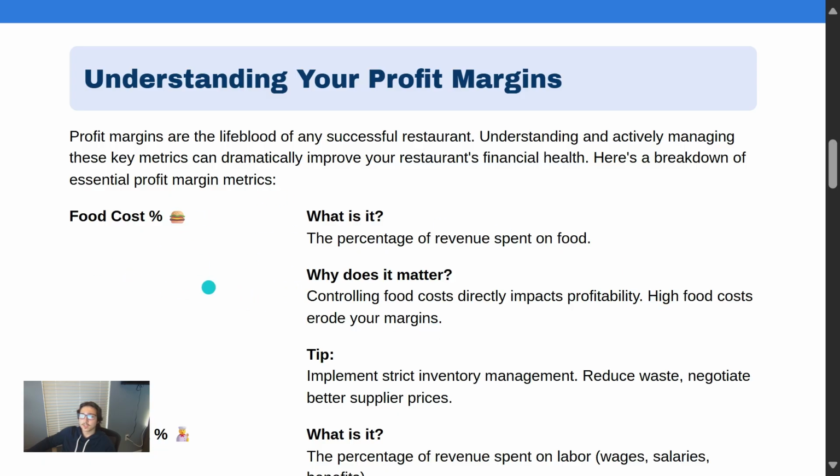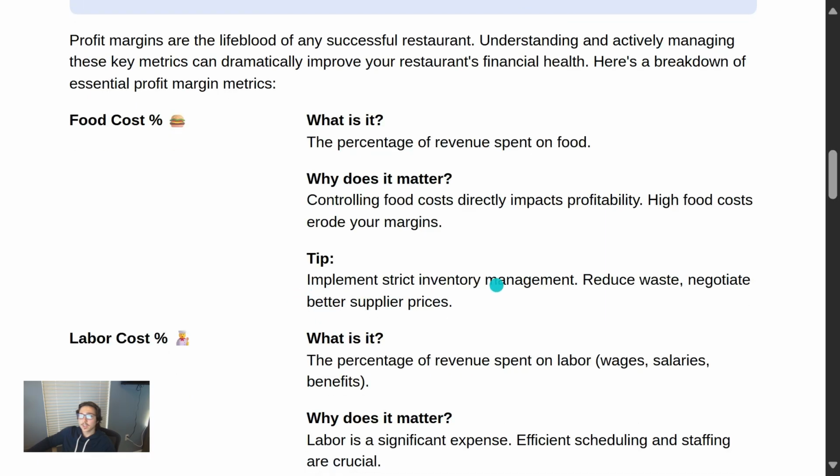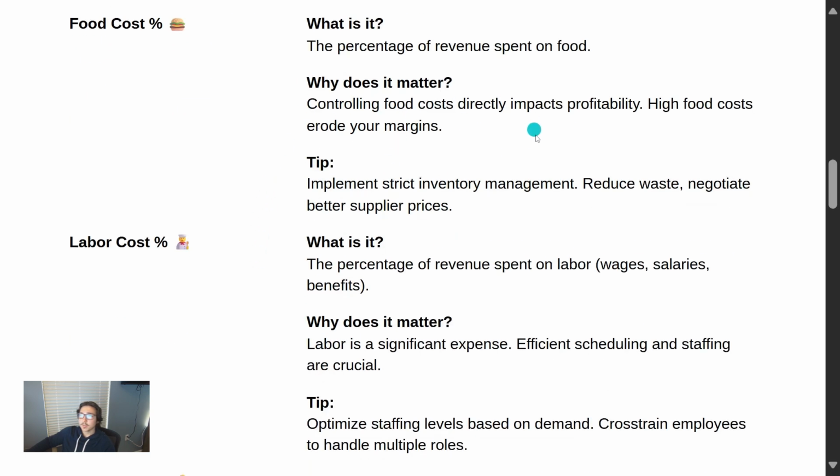You do want to make sure that you are implementing a strict inventory management system, reducing waste, and negotiating better supplier prices. So you want to shop around at different stores and see if you can't get shipping and delivery fees lowered, or go shop through a different supplier if they give you better prices for different products. This will increase your profitability.